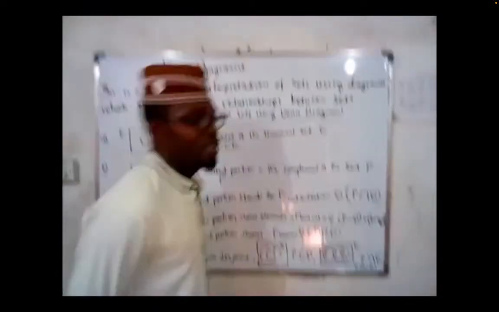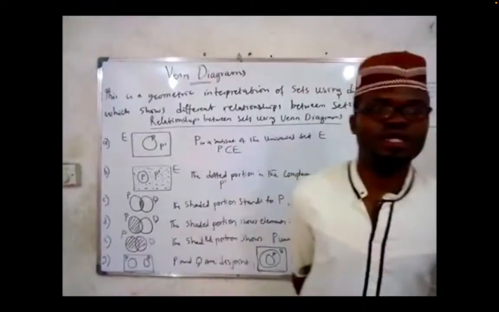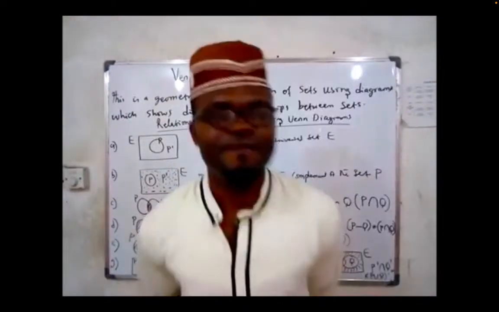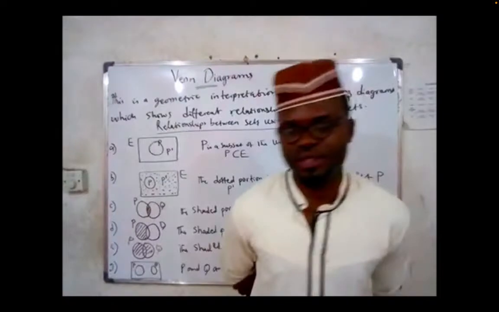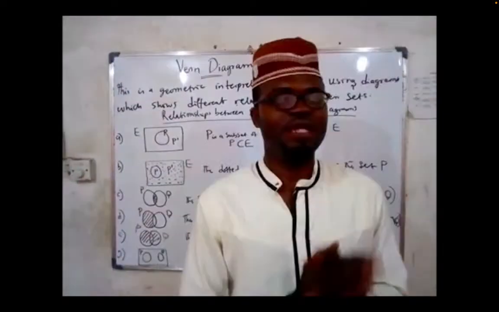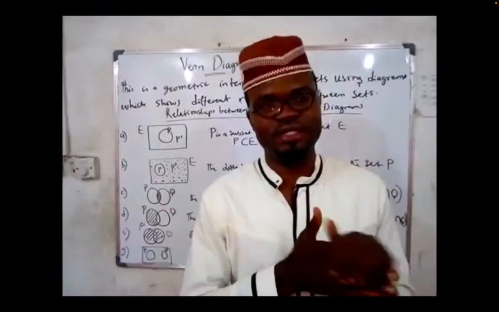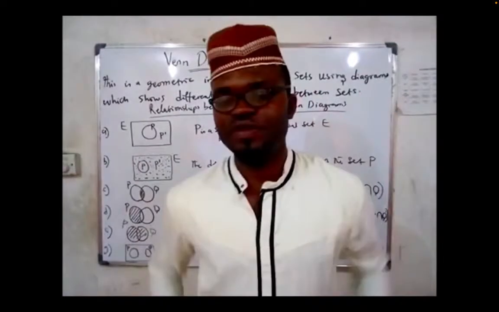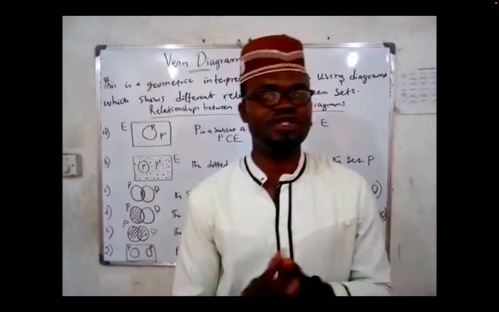Hello, welcome. Today we're going to be looking at Venn diagrams. Venn diagrams are shapes that we can use in explaining the relationship between sets. They are shapes that we can use in representing the relationship between what? Sets.